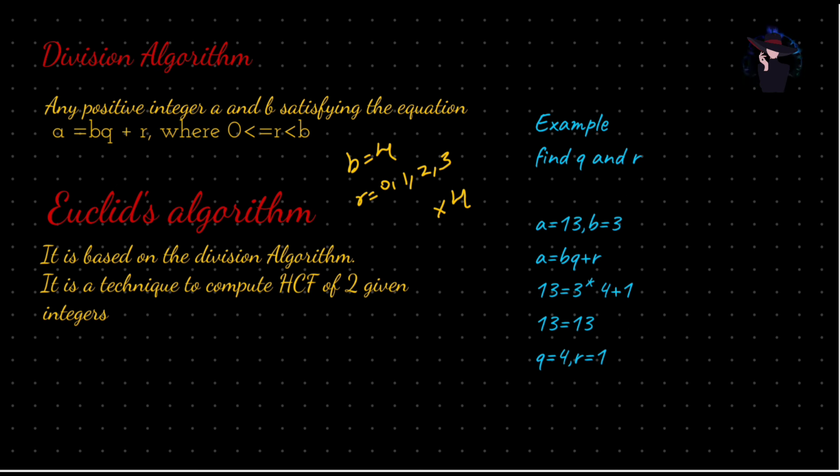Okay, so this algorithm is known as Euclid's algorithm, as Euclid's algorithm is completely based on the division algorithm. Euclid's algorithm is mostly used to find the value of HCF of any two given numbers. Here is an example.